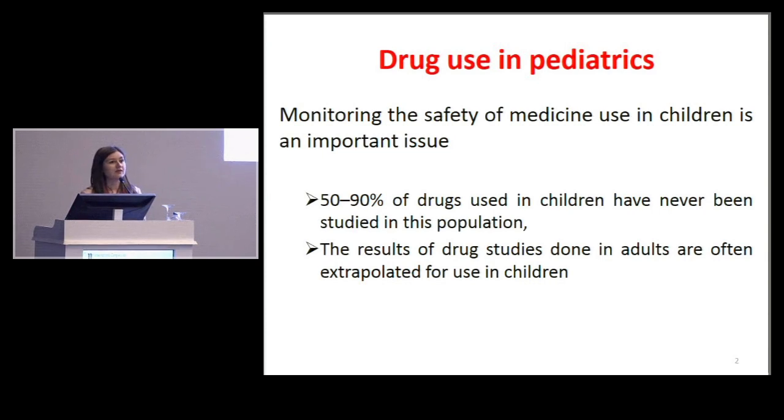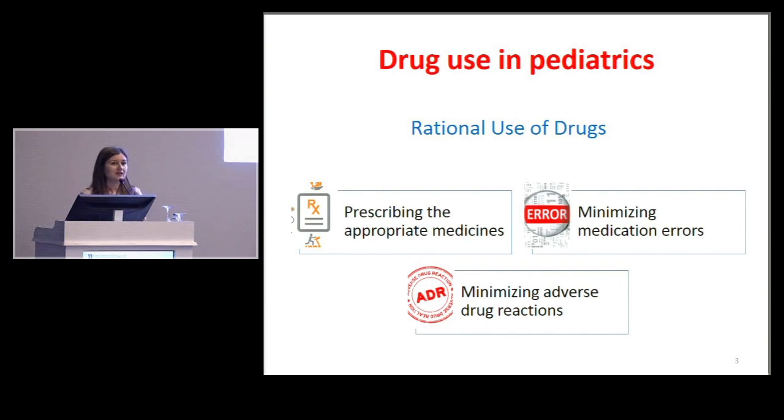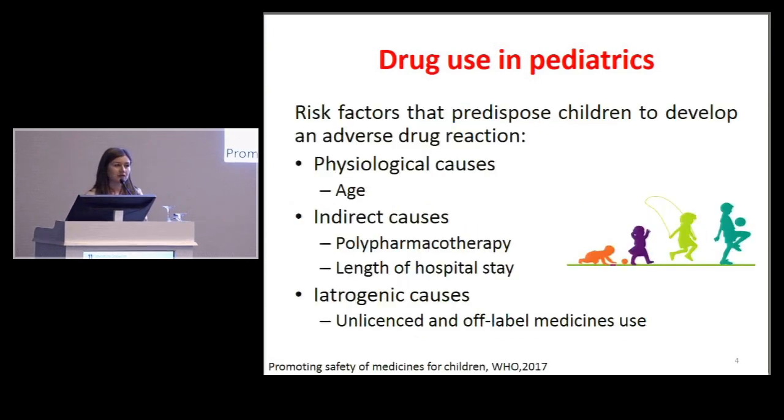We know that 50 to 90% of the drugs used in children have never been studied. When we say rational use of drugs in pediatrics, right prescription of the appropriate medicines and probable adverse effects should be prevented, and medication errors should also be prevented. The children are more sensitive to adverse reactions, and there are many factors like psychological, indirect and iatrogenic factors.